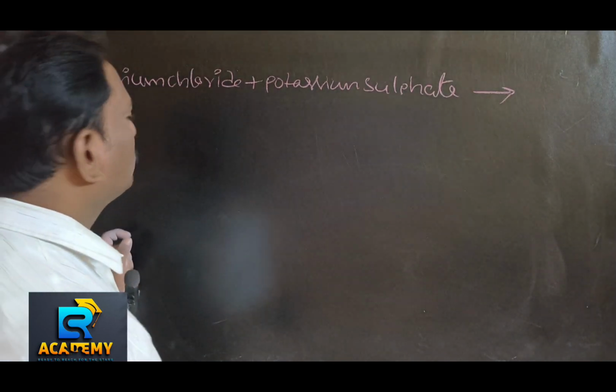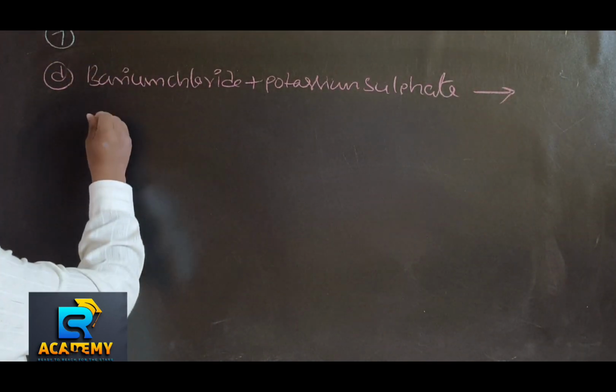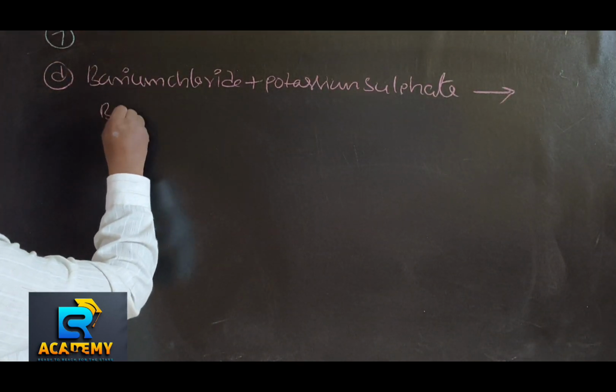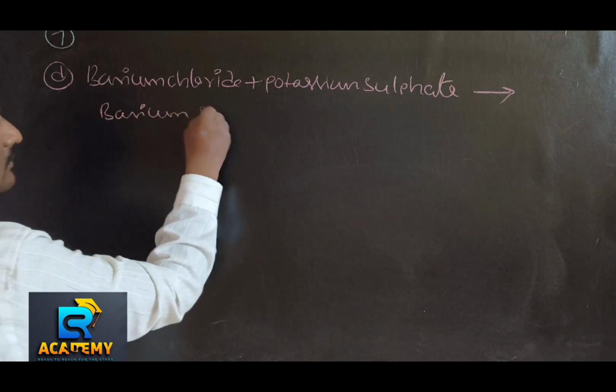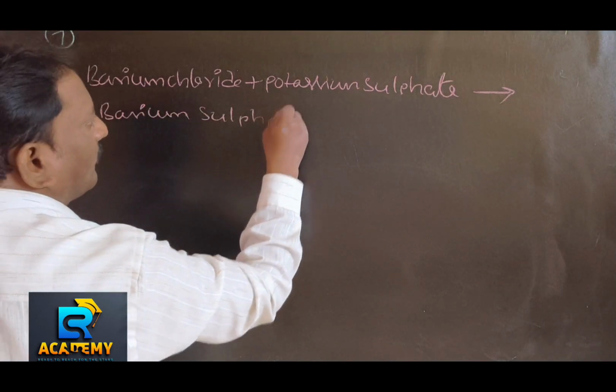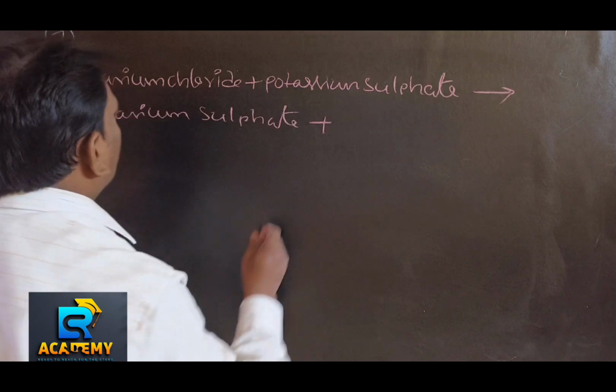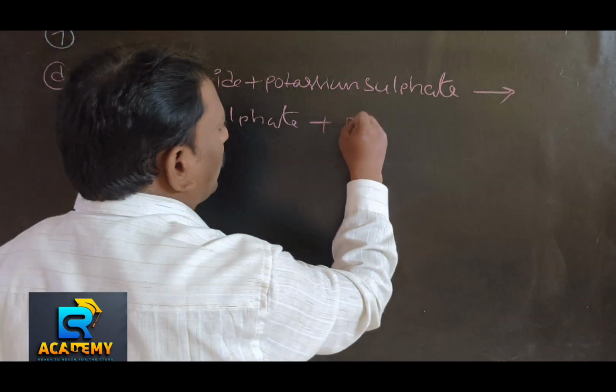Barium chloride with potassium sulfate gives barium sulfate and potassium chloride.